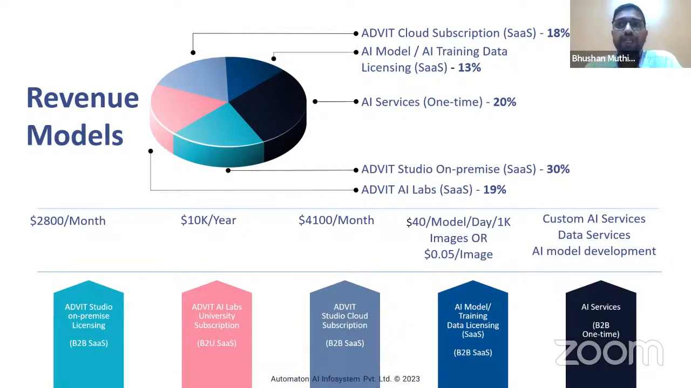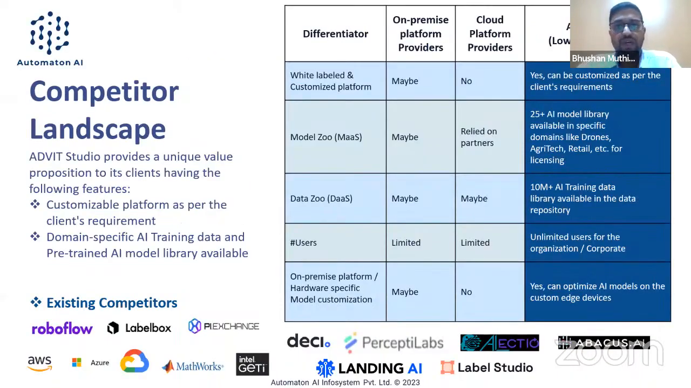Recently, we have also started selling this platform to educational institutes as well, where educational institutes can do their research using this platform and develop more and more models and use cases. So this is how our competitor landscape looks like.